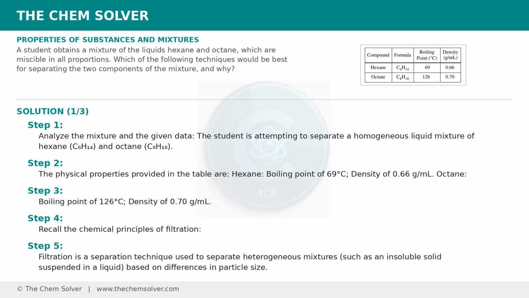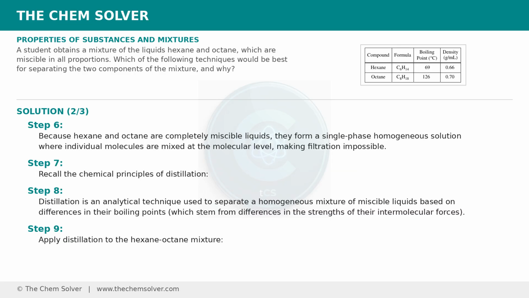Recall the chemical principles of filtration. Filtration is a separation technique used to separate heterogeneous mixtures, such as an insoluble solid suspended in a liquid, based on differences in particle size. Because hexane and octane are completely miscible liquids, they form a single-phase homogeneous solution where individual molecules are mixed at the molecular level, making filtration impossible.